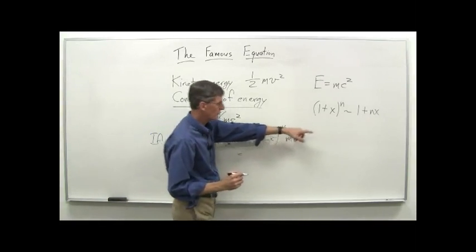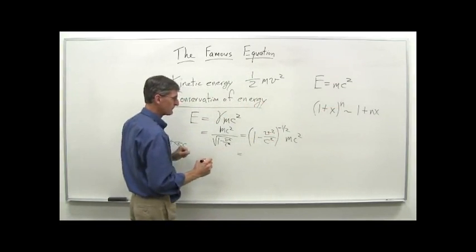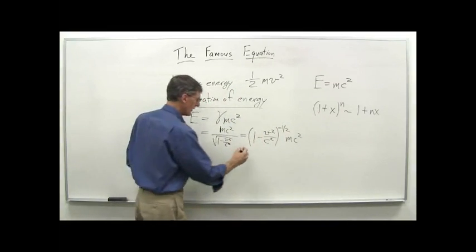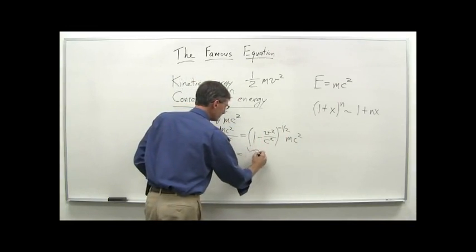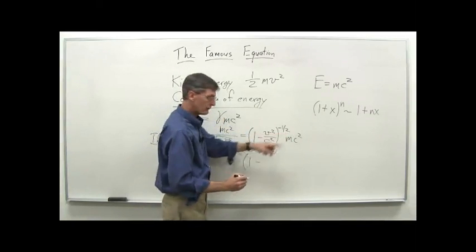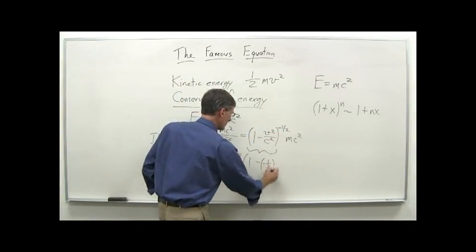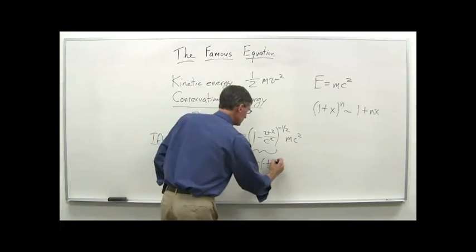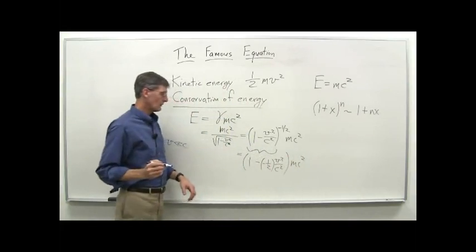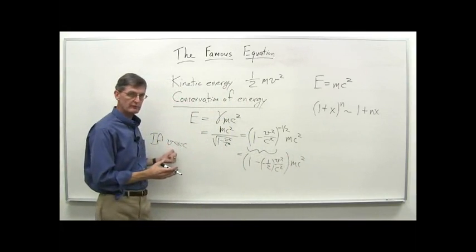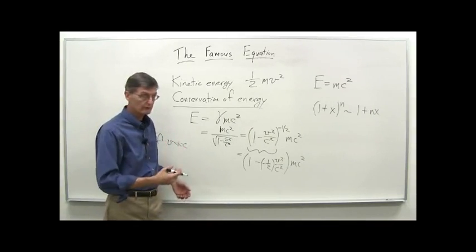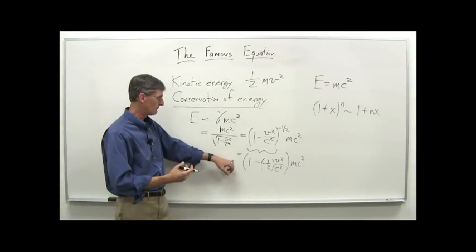So if we do that, here's the exponent. The minus 1/2 is equivalent to the n there. And I've got a minus here instead of a plus, but it works the same way. So for this part right here, this becomes 1 minus the minus 1/2 times v squared over c squared, times mc squared. Now remember, this is an approximation for when v is much less than c, up to about 1/10 the speed of light, someplace in that region. So still pretty fast compared to our normal everyday experience.